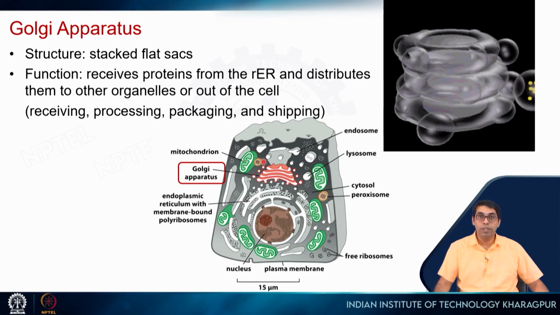Now, if there are proteins which have to be secreted, they will be secreted out. If there are proteins which have to be delivered to some other organelle, they will be delivered. So, processing, packaging and shipping of these molecules are done by the Golgi apparatus.